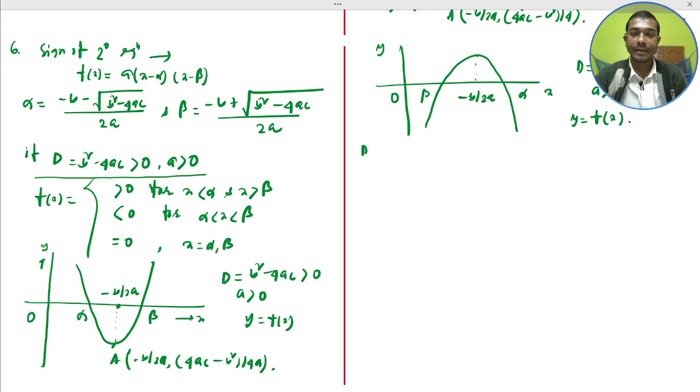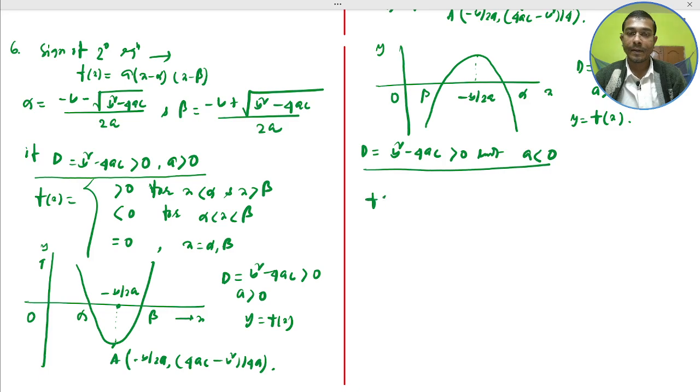And here D equal to b square minus 4ac is greater than 0, but the coefficient of x square is less than 0. For this case, the function f(x) would become less than 0 for x less than beta and x greater than alpha, greater than 0 for beta less than x less than alpha, and equal to 0 for x equal to alpha, beta.